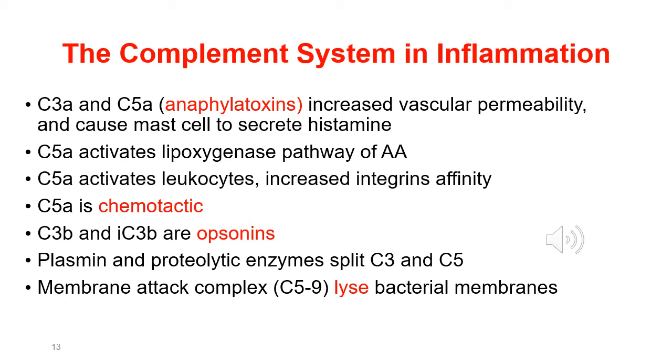Whereas C3b and iC3b are strong opsonins, as we just mentioned, which will bind to the microbes or to the foreign material to make it more antigenic and to be recognized by the immune system. Plasmin and the proteolytic enzymes split C3 and C5. The membrane attack complex, which is from C5 to C9, has a main function to lyse the bacterial membranes.